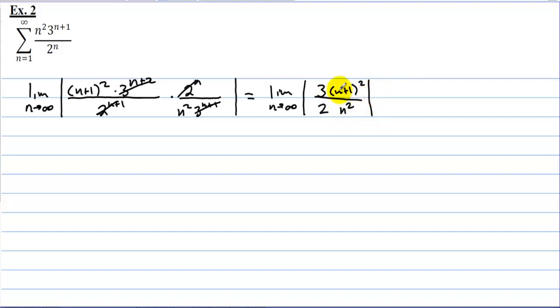If we multiplied this out right here, we'd have n squared plus 2n plus 1. And then now this is a rational function. So now we can just use our rational function rules. When n approaches infinity, the ending behavior of this function is 3/2, which is greater than 1. So this series diverges by the ratio test.